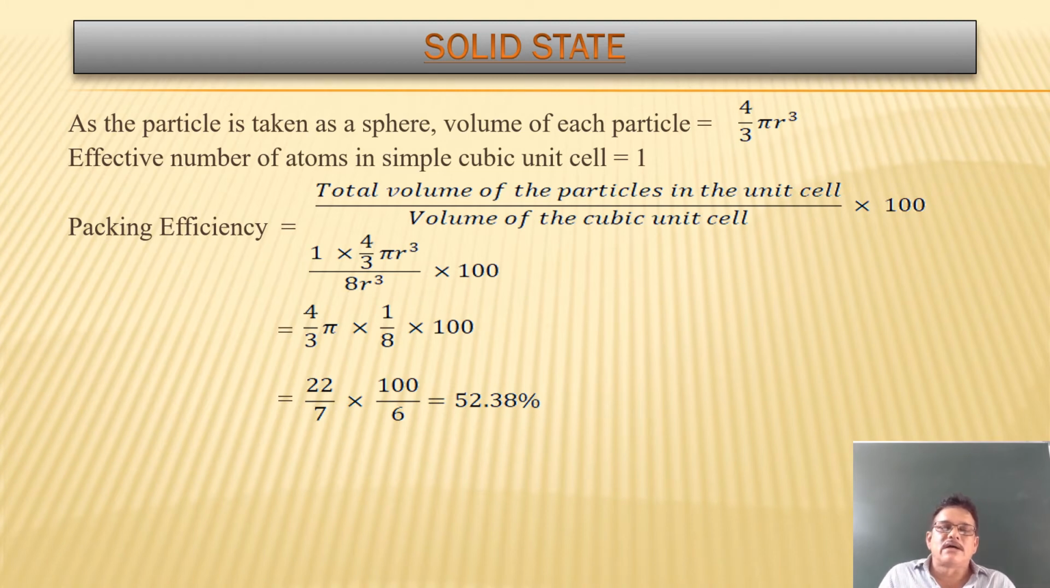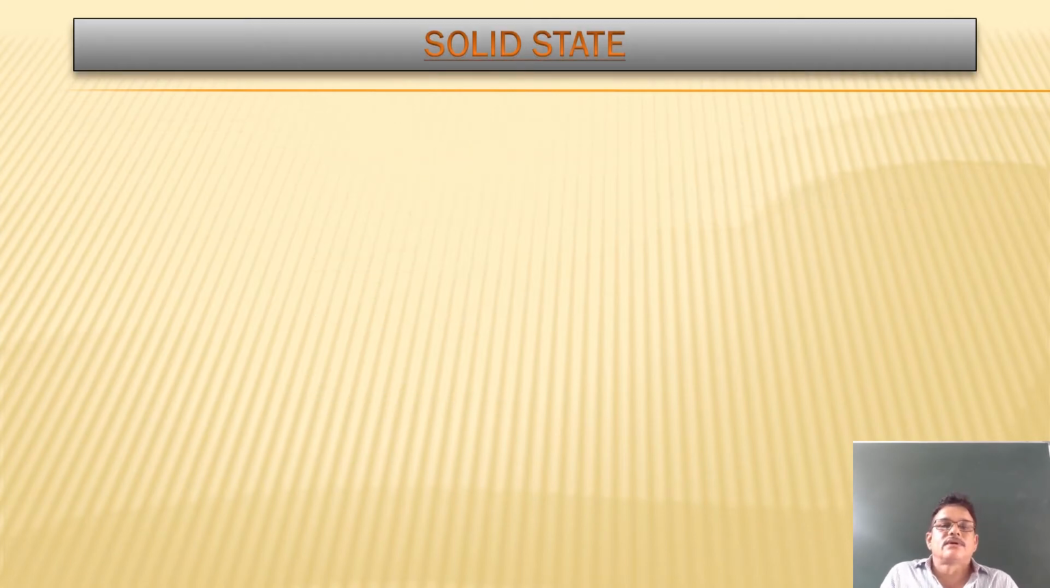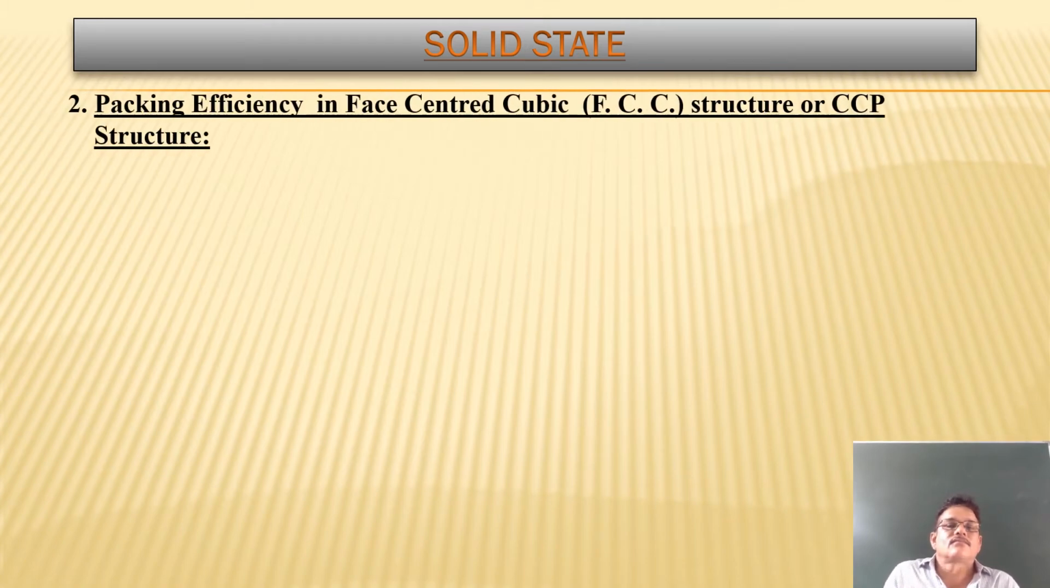So void efficiency is 47.6%. So this is calculation of packing efficiency and void efficiency in simple cubic unit cell. Now we will go to the next part of our discussion, that is calculating packing efficiency in face centered cubic unit cell. Packing efficiency in face centered cubic unit cell.